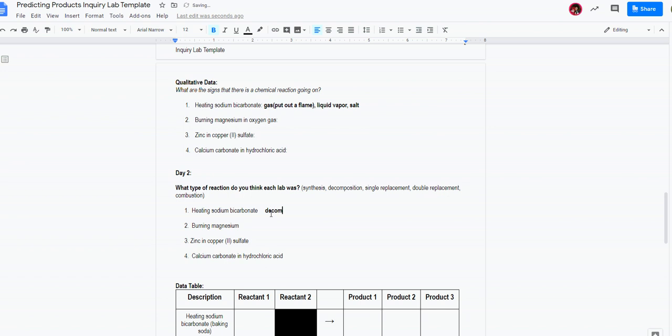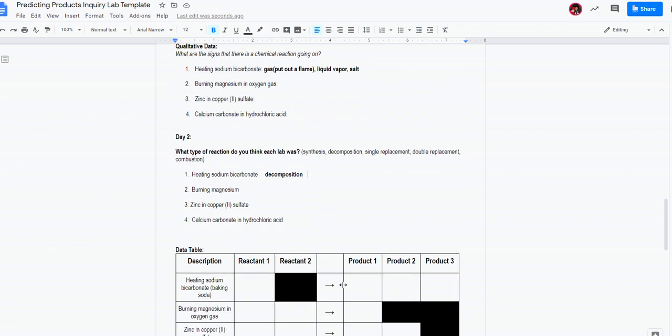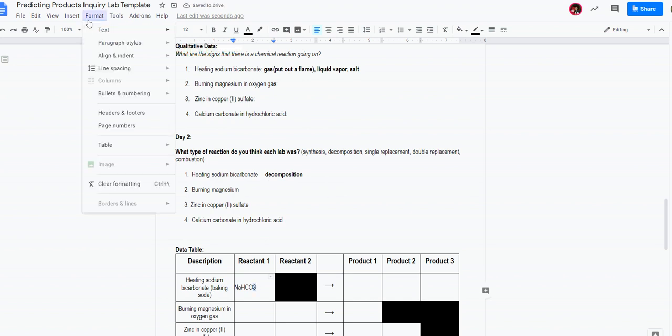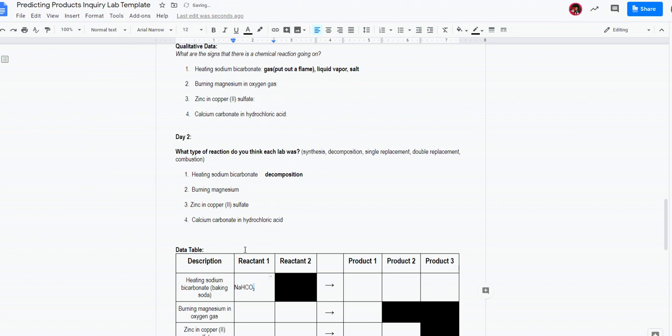Now, what do I think is going on in there? Well, I'm starting with, down here, the reactants. We're starting with sodium bicarbonate. So this is sodium bicarb, or what you guys all know as baking soda. Let's put that down there. And I'm just heating this up, and it seems to be decomposing, breaking into several other things. So what might those things be?